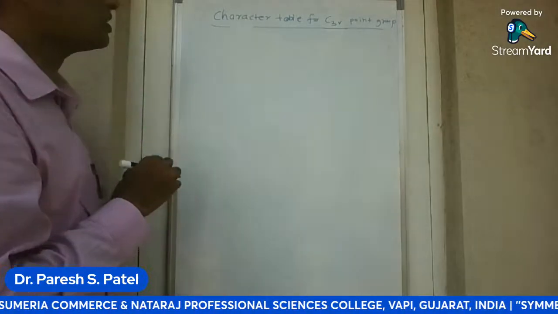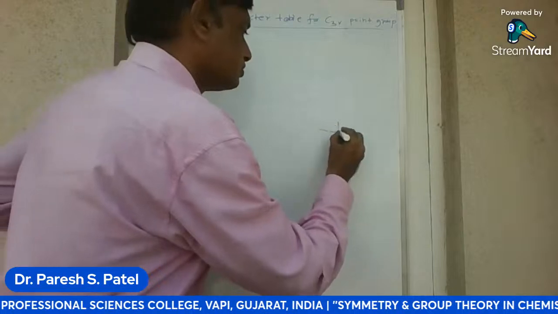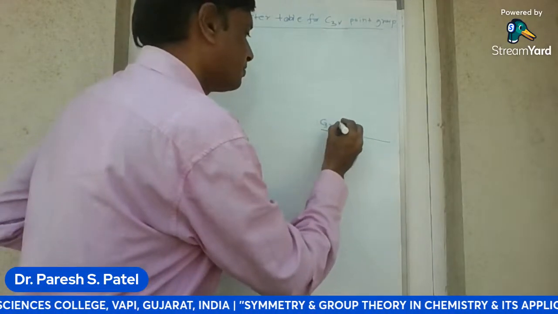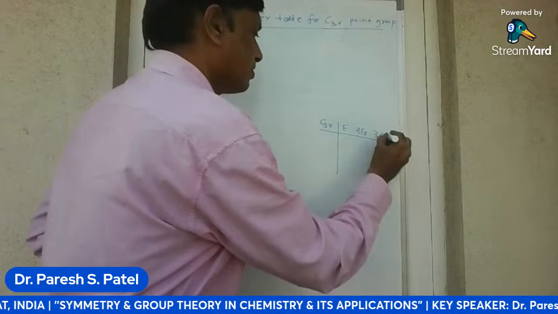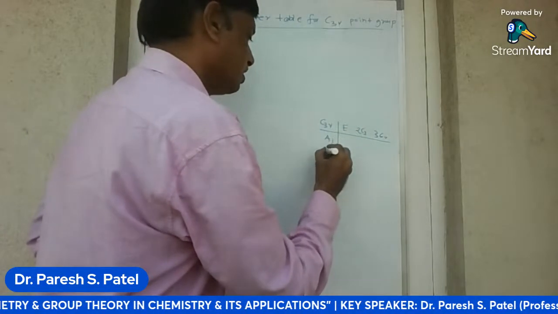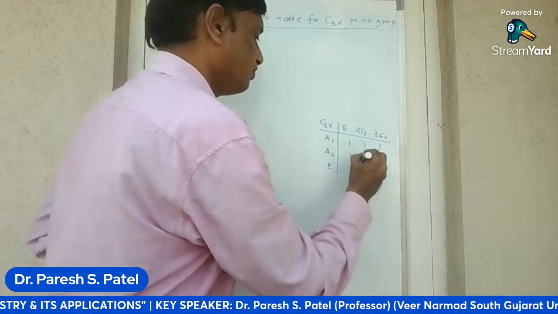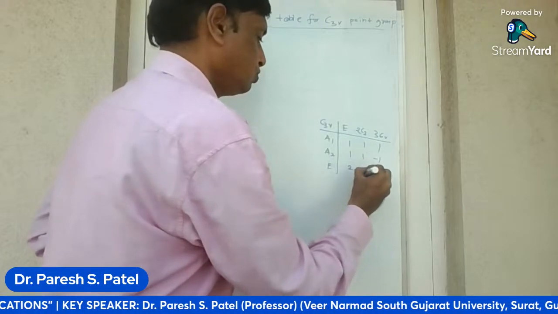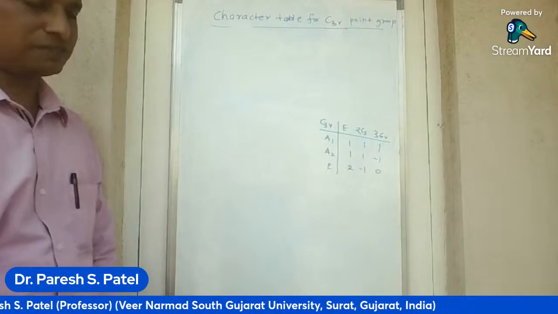Now let us start to construct the character table for C3V point group. C3V, E, 2 C3, 3 sigma V. A1: 1, 1, 1. A2: 1, 1, minus 1. E: 2, minus 1, 0. This is the answer to this question.